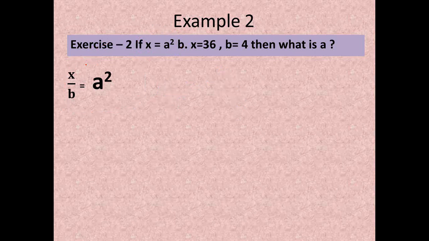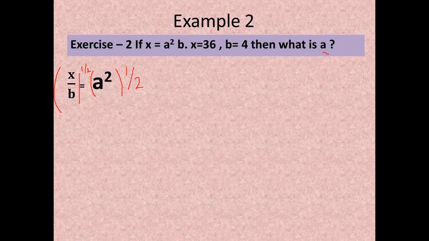Now, once you've got a square is equal to x upon b, how do we remove the square? Because you need to make a the subject. What is a? It means a is the unknown value. So a has to be the subject. How do we remove the square? To remove the square, you must multiply the power by half. You can get this square removed. If this is multiplied by half, obviously this has to be x upon b raised to power half.